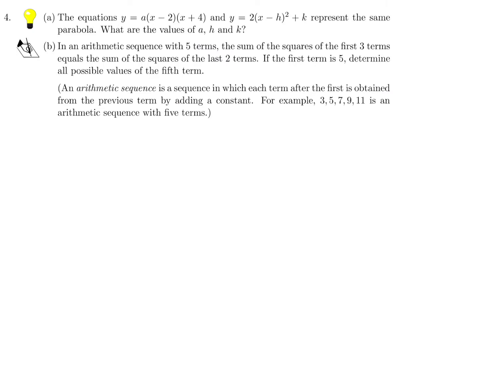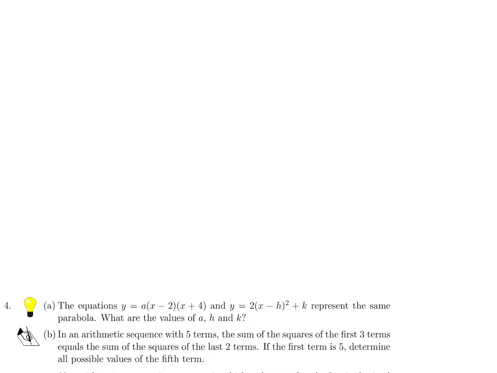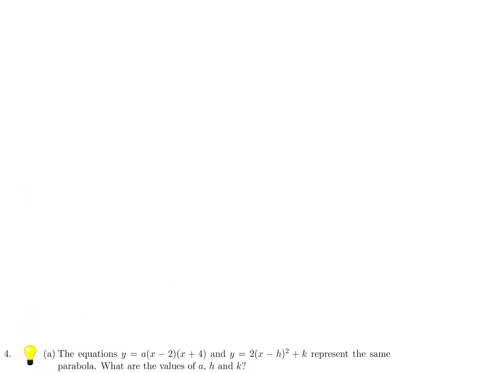The equations represent the same parabola. What are the values of a, h, and k? All right, so let's work with this now. We are given y is equal to a times (x minus 2) times (x plus 4). And then we are given y is equal to 2(x minus h) squared plus k. They're saying that these are the same. All right, well, if they're the same, I guess I have to compare them.